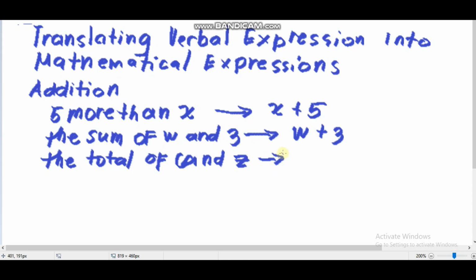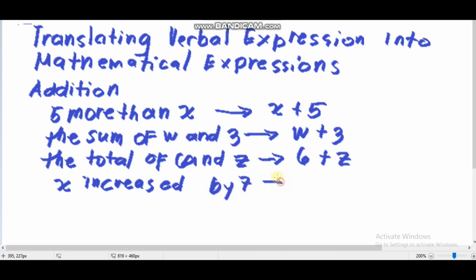So the total of 6 and Z, so that is 6 plus Z. And the last one for addition is X increased by 7. How will you translate that? X plus 7. As you can see here, they are all similar. You just simply add: W plus 3, 6 plus Z, and X increased by 7, so X plus 7.